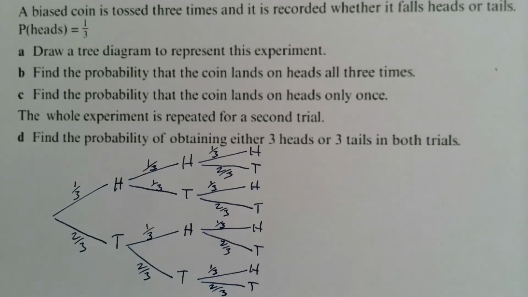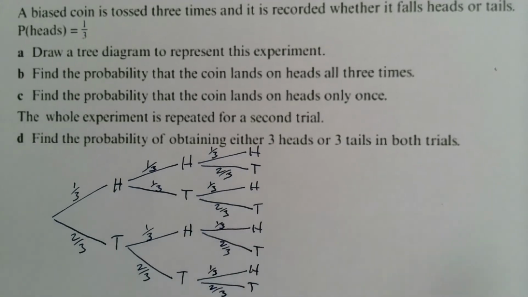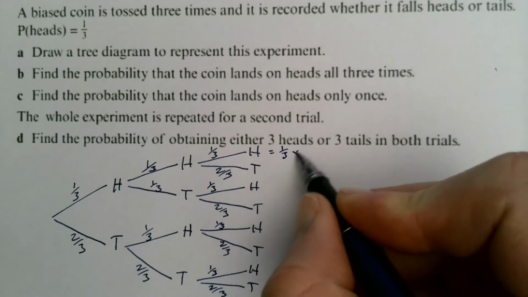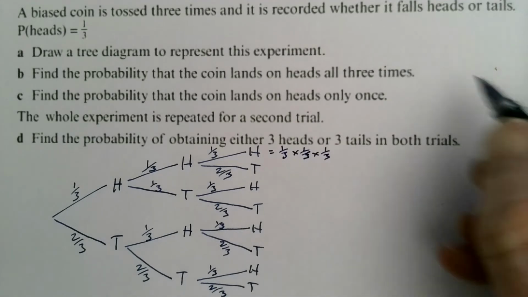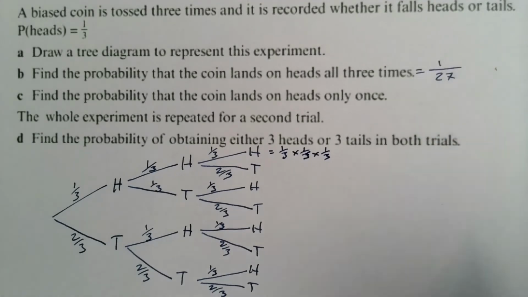So this is what your tree diagram should look like. It gets a little bit tricky, so here's the third flip of the coin, which doubles up the number of branches. The probability all 3 coins land on heads is going to be a third times a third times a third, which is 1 over 3 cubed, 1 over 27.